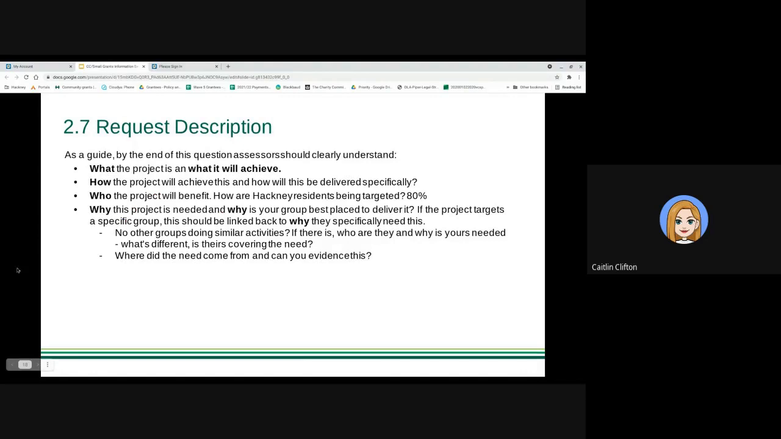So, your request description. This is the big one. This is the one that is going to tell us everything about what you want to do, and probably the one that you're going to spend almost the most time on. So, we need to get this one right.